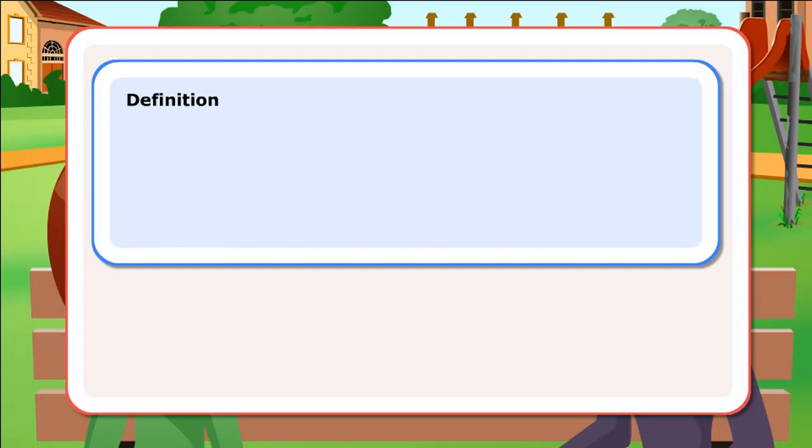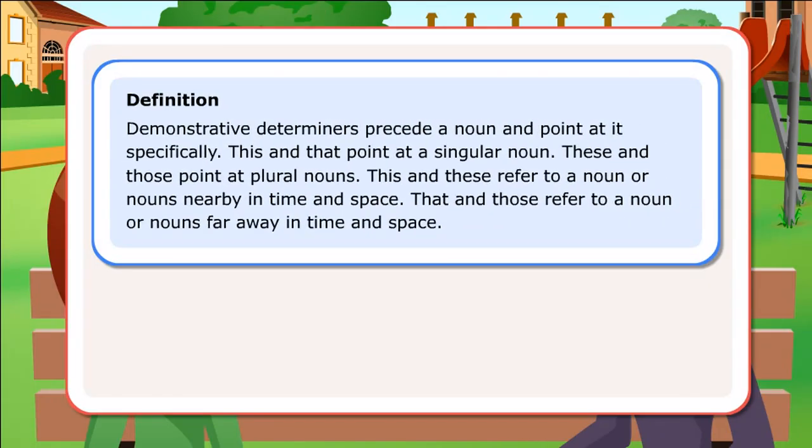Definition. Demonstrative determiners precede a noun and point at it specifically. This and that point at a singular noun. These and those point at plural nouns. This and these refer to a noun or nouns nearby in time and space. That and those refer to a noun or nouns far away in time and space.